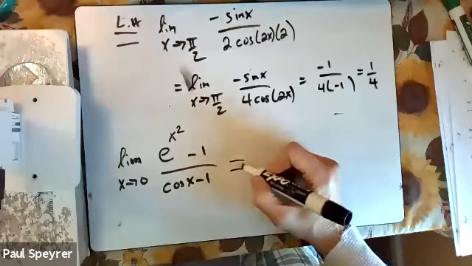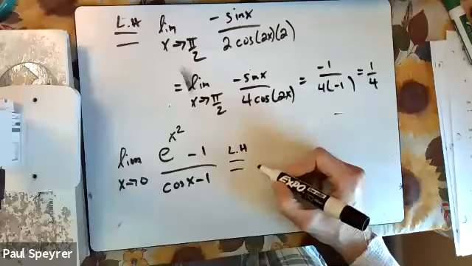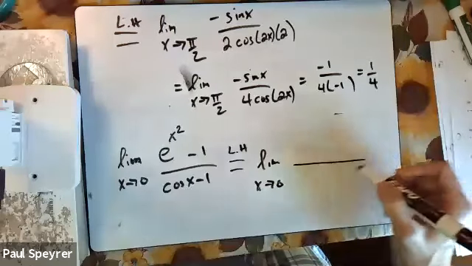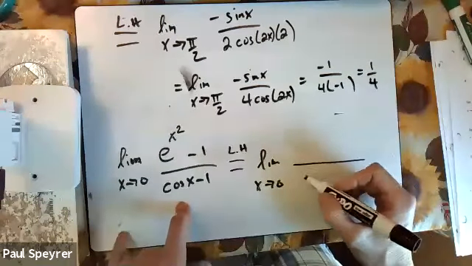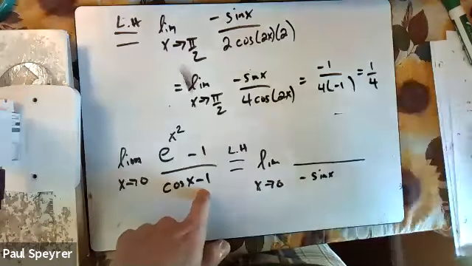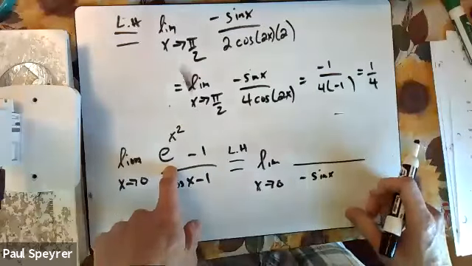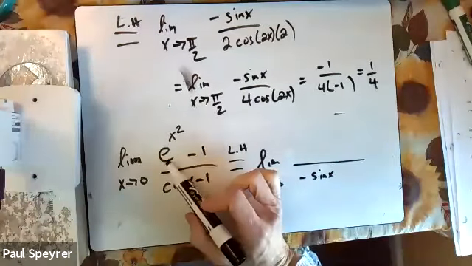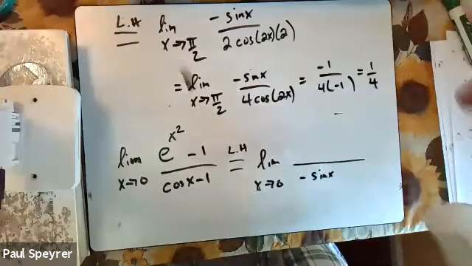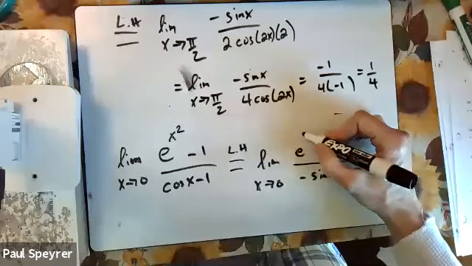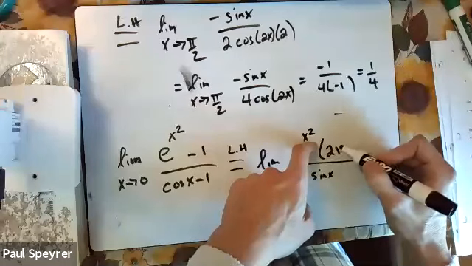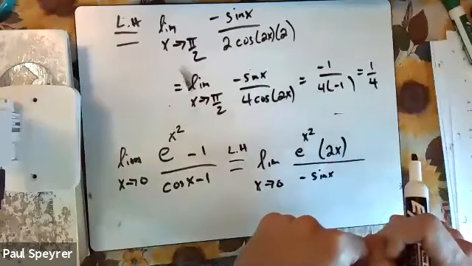So that tells us, oh yeah, let's L'Hopital this thing. Your denominator, what's the derivative of cosine of x? Negative sine of x. Derivative of the 1 goes away, right? What's the derivative of e to the x squared? Remember, the derivative of e to the stuff is e to the stuff times the derivative of the stuff. So it's e to the x squared times the derivative of x squared. What is that? That's 2x, right? And you bring that down.